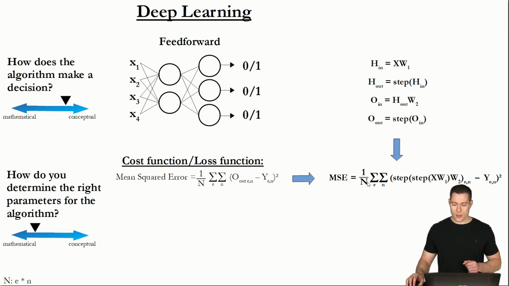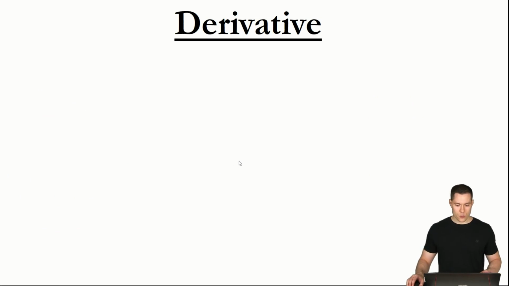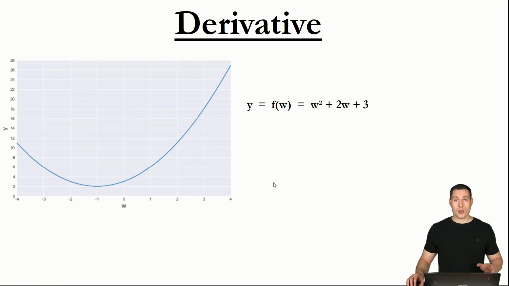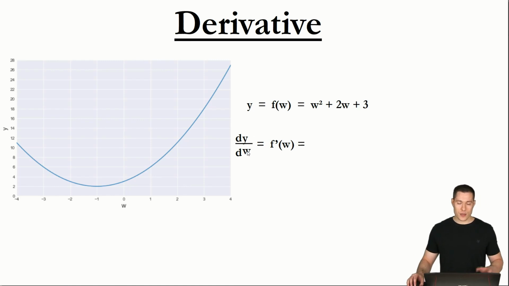So now let's look at a simpler function than our mean squared error to refresh our memories of the concept of a derivative. So let's say y is a function of w, and it looks like this. So w squared plus 2 times w plus 3. And if we plot this function, then it looks like this. And now to denote the derivative of this function, we can either write f prime of w, which is Lagrange notation, or we could also write dy over dw, which is Leibniz notation. And in the context of deep learning and backpropagation, I personally prefer to use Leibniz notation. So that's what we're going to be mainly using moving forward.